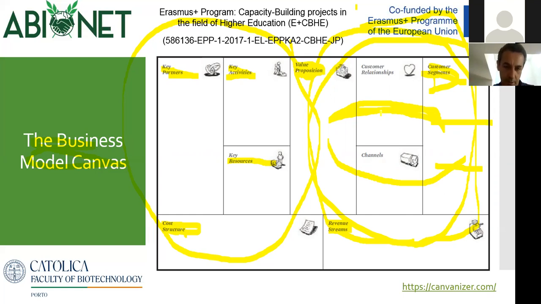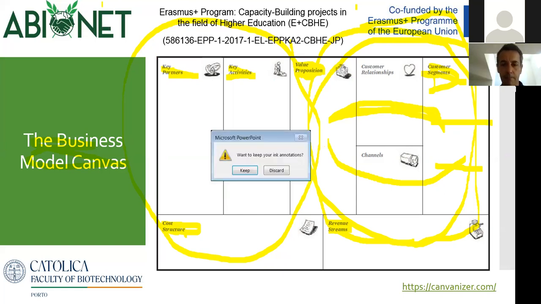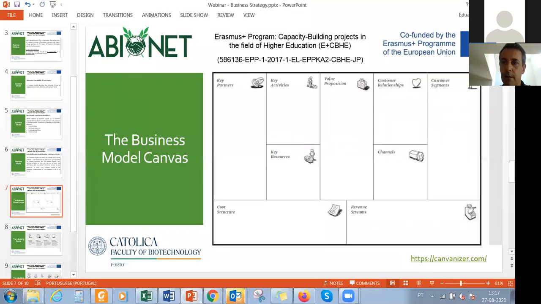There are certainly other frameworks that can be used. I believe this one is quite straightforward, quite useful and quite well accepted by people, namely by students, but by people in general. We can find this business model canvas in a tool called Canvanizer, that allows us to use this canvas in an interactive way. I will show you.